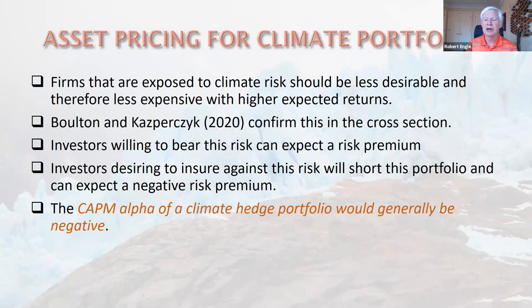What's the asset pricing theory behind this kind of proposal? Well, it's clear that stocks which are risky are less desirable, everything else being equal, than stocks which are less risky. And so climate risk is one of the risks. So the stocks that are exposed to climate risk are less desirable. They should sell for lower prices in the market. And they have to have a positive risk premium, that is higher expected returns, in order to encourage people to hold that risk. So we would expect that stocks exposed to climate risk would have higher expected returns than stocks that are not. This is borne out by work by Bolton and Kasperczyk, which I think shows this is in fact something that we see in the markets.